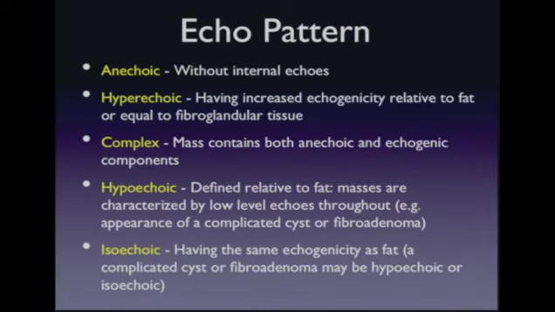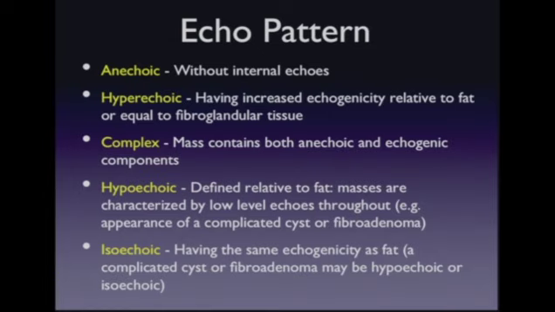We want to describe the echo pattern: anechoic, without internal echoes; hyperechoic, having increased echogenicity relative to fat or equal to fibroglandular tissue. And again, in breast imaging, we always want to describe the echogenicity as compared to fat. The lesion can be complex. It's a mass containing both anechoic and echogenic components. It can be hypoechoic, defined relative to fat.